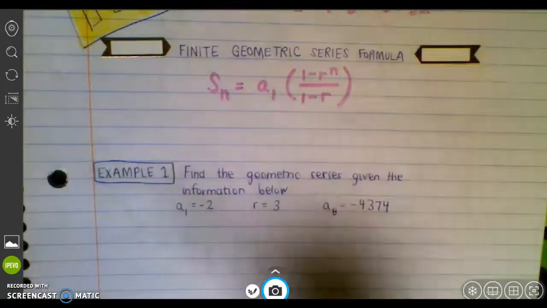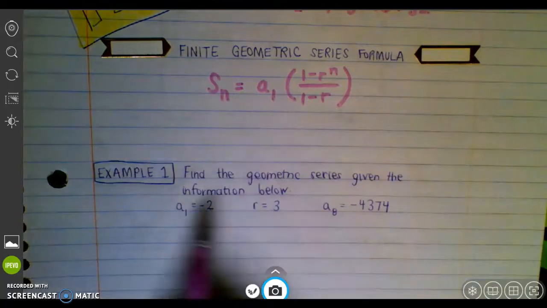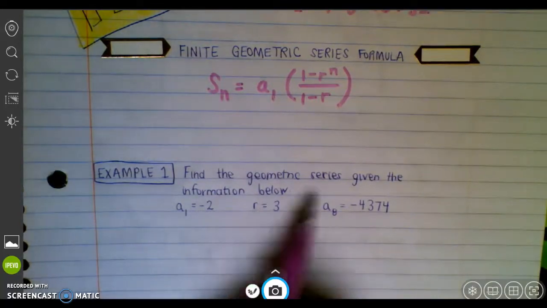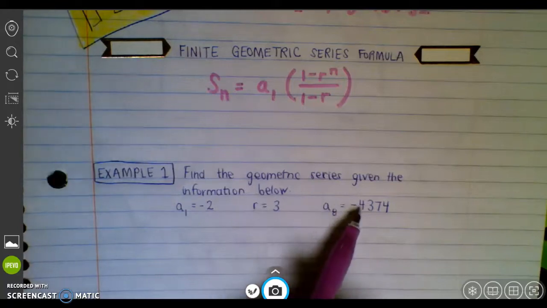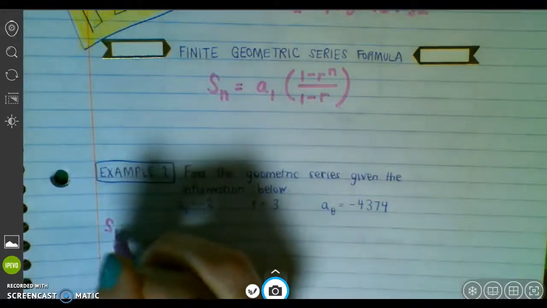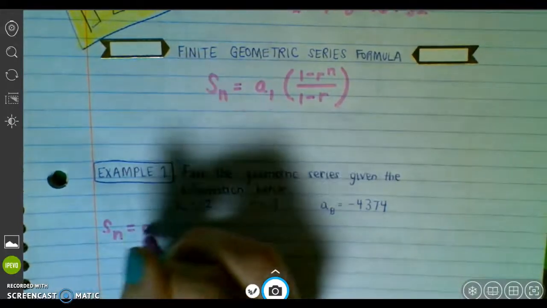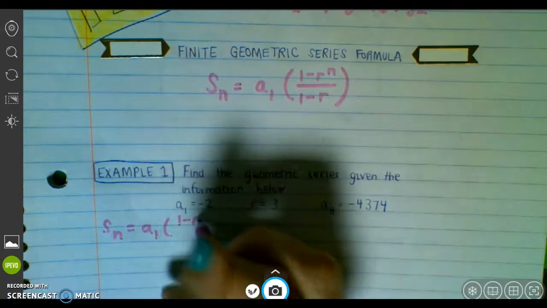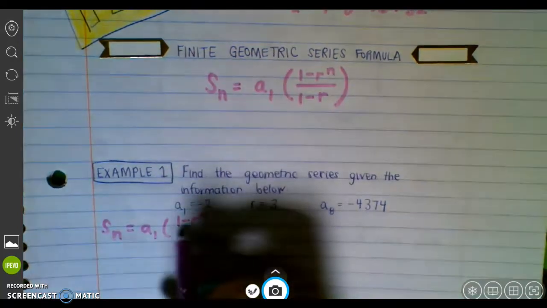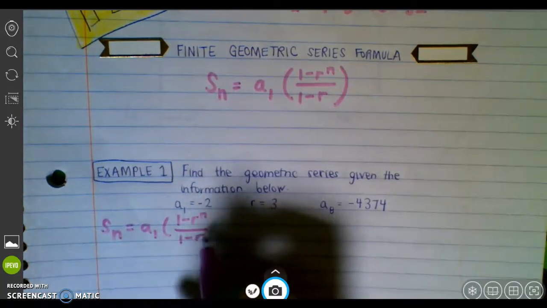Example 1. Find the geometric series given the information below. A sub 1 equals negative 2, r equals 3, and a sub 8 equals negative 4,374. I'm going to write the formula. S sub n equals a sub 1 times 1 minus r to the n, and just r, the ratio, is raised to the nth power, over 1 minus r.